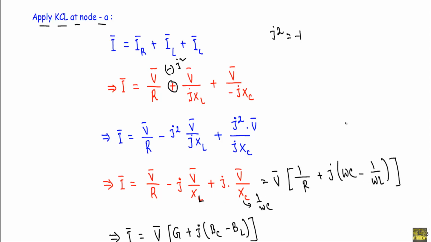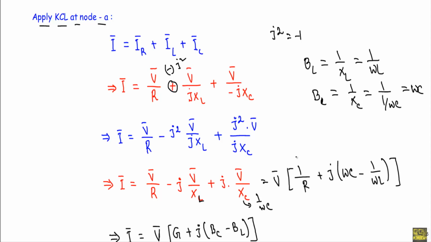From the definition of inductive susceptance, which is equal to BL, we know that BL is equal to 1 over XL or 1 over omega L. And from the definition of capacitive susceptance, we know that BC is equal to 1 over XC, and we know that XC is equal to 1 over omega C. So BC will be equal to omega C. So this 1 over R will indicate the conductance, omega C will indicate the capacitive susceptance, and this 1 over omega L will indicate BL or inductive susceptance.